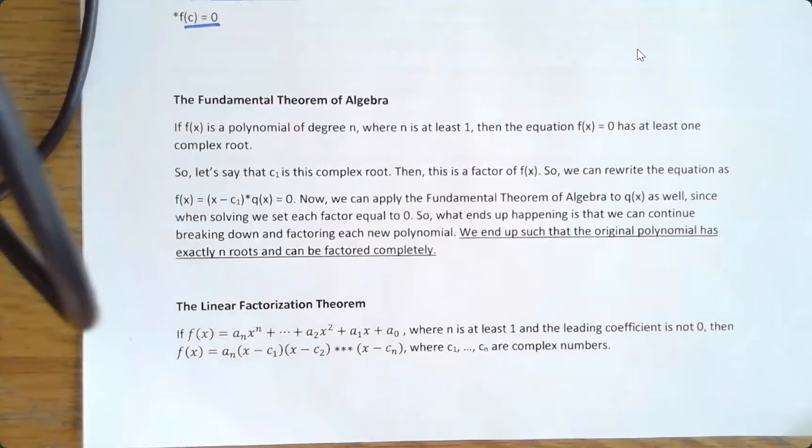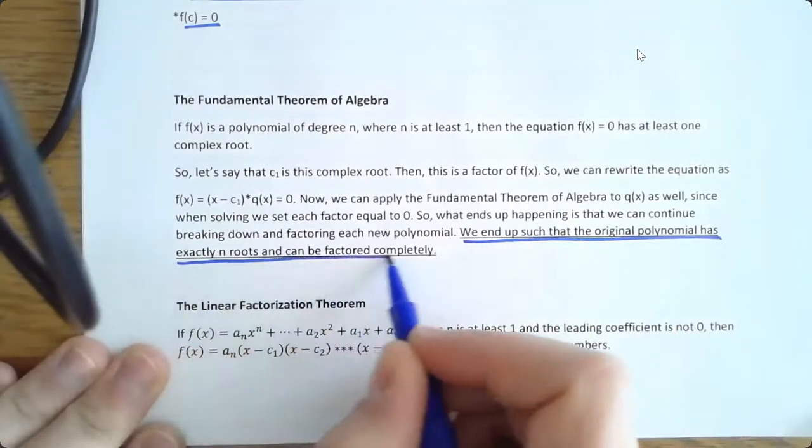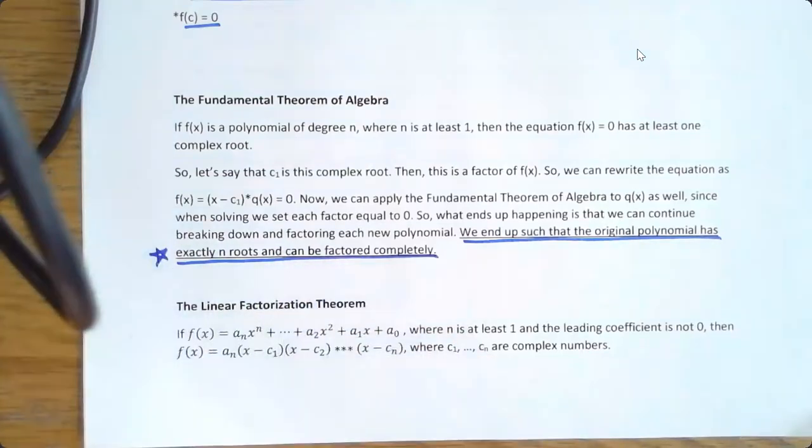The fundamental theorem of algebra is obviously extremely important, and it says the following. If a polynomial is of degree n, where n is at least 1, then the equation f of x equals 0 has at least one complex root. So we actually end up learning from the fundamental theorem of algebra that every polynomial has exactly n roots, and that we can completely factor the polynomial if we allow ourselves to include imaginary or complex answers.